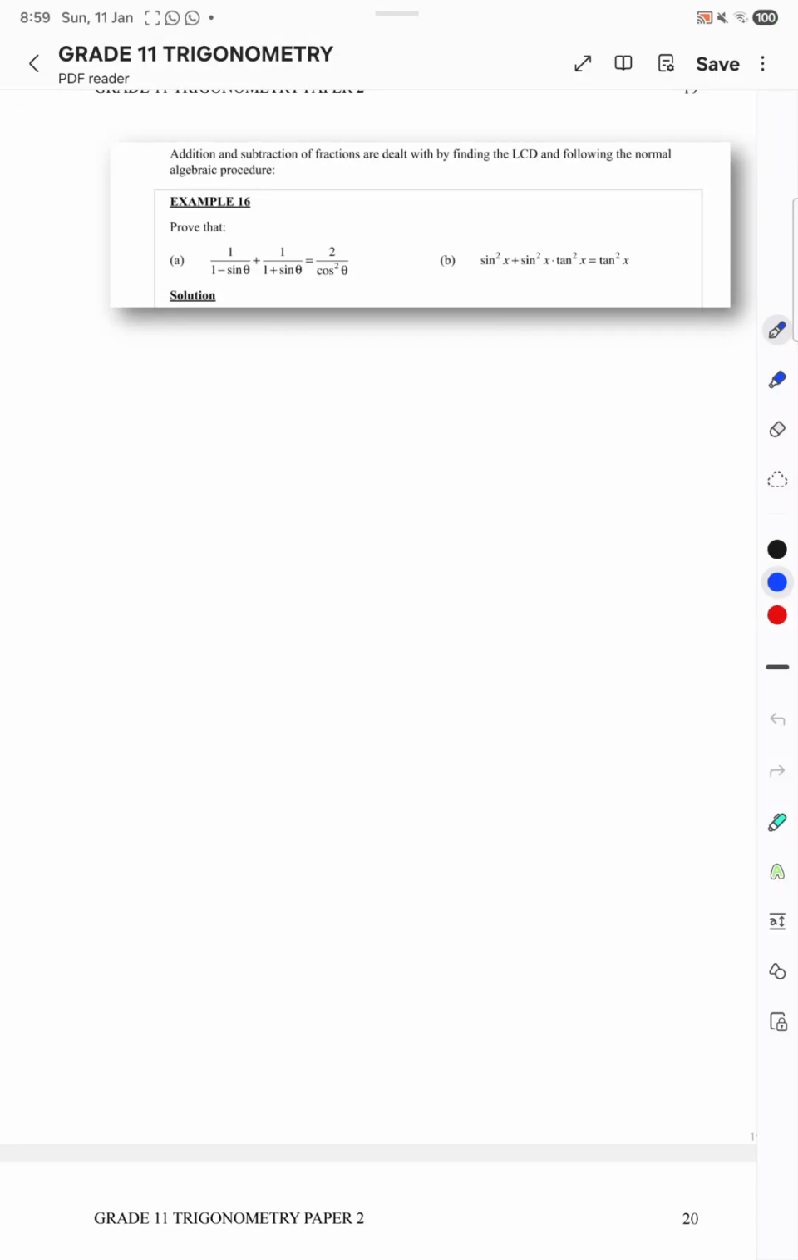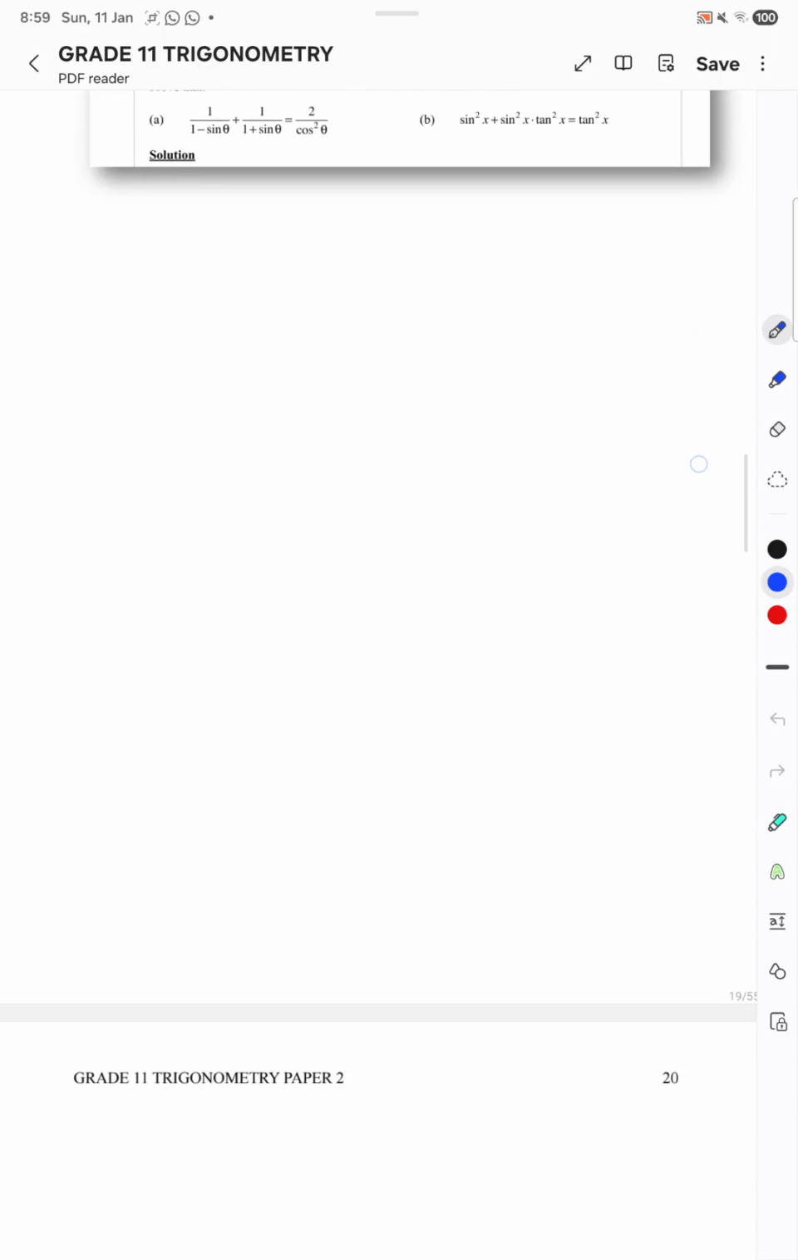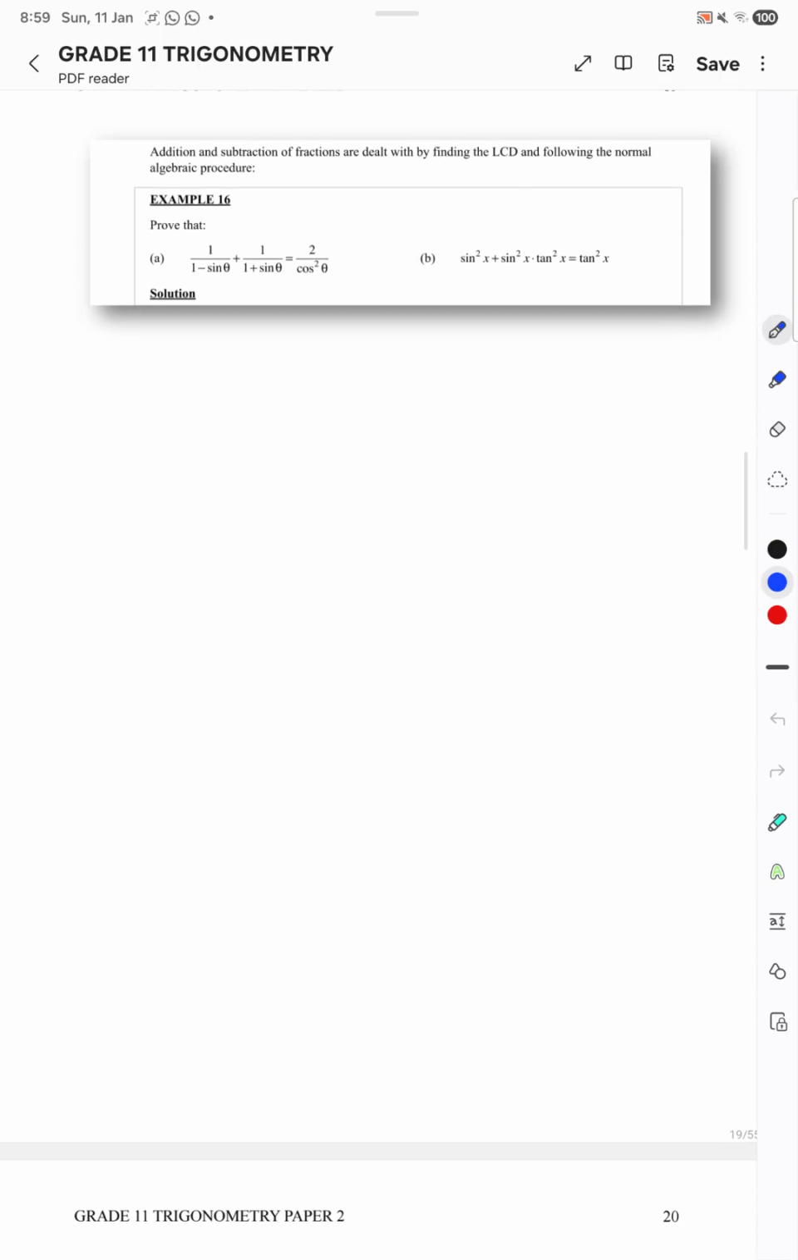Good day once again, and today we are doing part 2 of the trig identities. Part 1 ended at example number 15, and I hope you tried those 3 sums that I gave you. Now we are heading to example 16, which will start to form part 2.